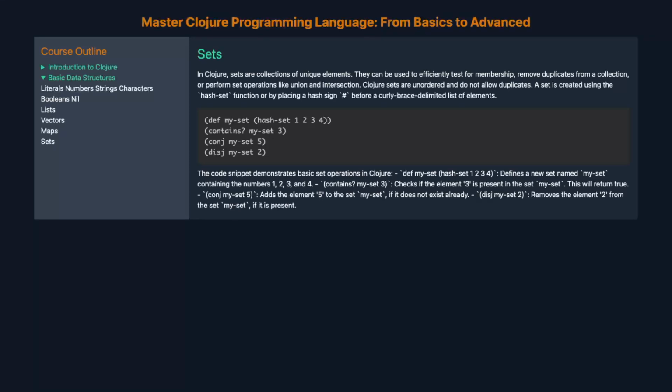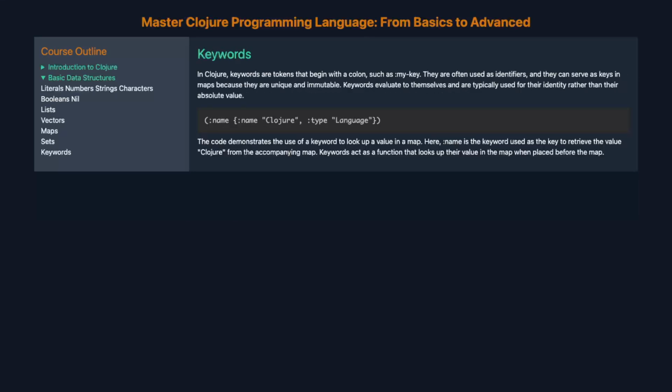def mySet (hash-set 1 2 3 4) defines a new set named mySet, containing the numbers 1, 2, 3, and 4. contains? mySet 3 checks if the element 3 is present in the set mySet. This will return true. conj mySet 5 adds the element 5 to the set mySet if it does not exist already. disj mySet 2 removes the element 2 from the set mySet if it is present.